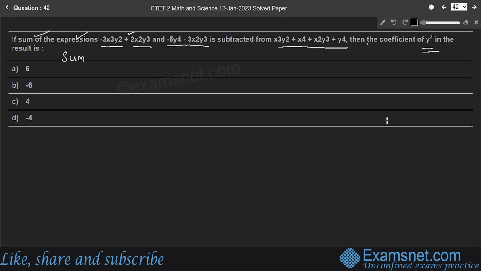Here the first two expressions are minus 3x raised to 3 y raised to 2 plus 2x square y cube, plus the second expression, minus 5y raised to 4 minus 3x square y cube. In the sum, the second and fourth terms, 2x square y cube minus 3x square y cube, are similar terms. The remaining two are not similar, so we leave them as they are: minus 3x cube y square and minus 5y raised to 4.